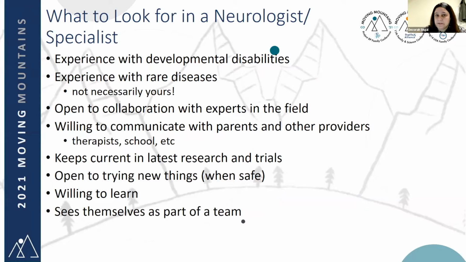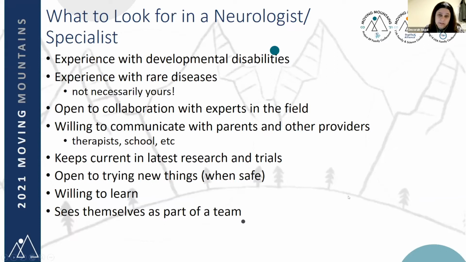You want someone who has experience with rare disease in general, even if it's not yours, because that way they have experience working with experts at other institutions. They know how to look up and find information that might be helpful for you, and how to work with families and with organizations. You want someone who's open to collaboration with experts in the field and who's willing to admit what they don't know and to learn from people who do know. Someone who is willing to communicate with the parents and with other providers, and that includes therapists, schools, sometimes a physician. Especially as a neurologist, we participate in school meetings just to help educate other people in a child's life about what their disorder means to them and how to address it.